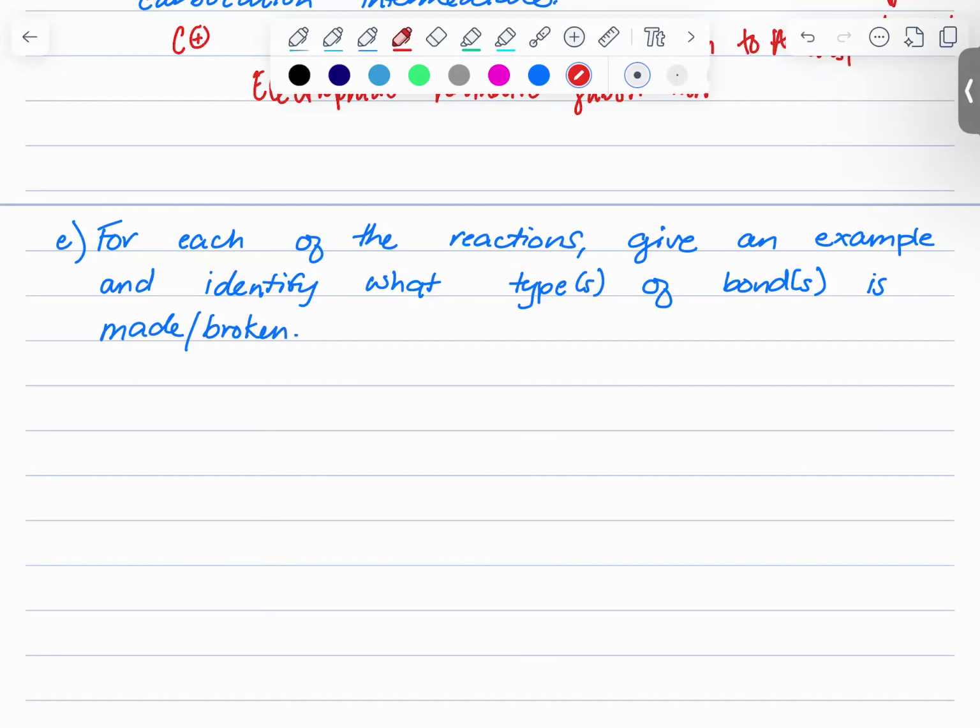So, first reaction, acid-base chemistry. What kind of bonds are made or broken there? Any takers? What's the main gist behind acid-base? Proton transfer. So you are going to be making some kind of bond and breaking some kind of bond with proton.